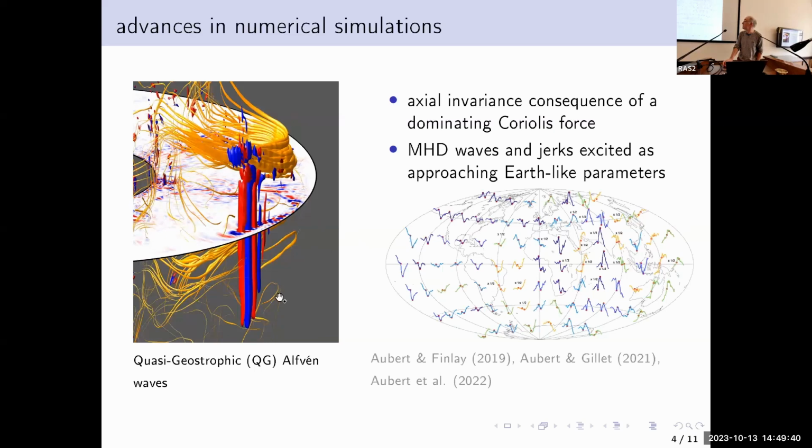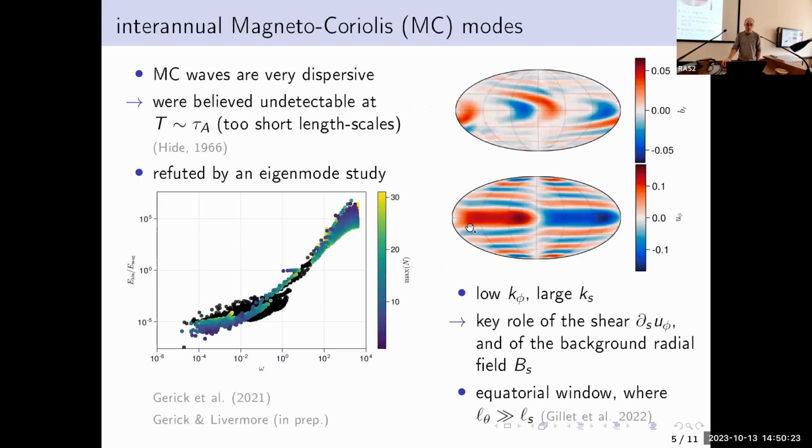I show here some illustration from simulation by Julien Aubert in Paris, where we see here isolated what we call quasi-geostrophic, that means almost invariant along the axis of rotation, alpha waves that are propagating along these orange magnetic lines. So this axial invariance, it comes from the dominating Coriolis force. And in the simulation, the propagation of these MHD waves is actually what is exciting the jerks, the rapid fluctuation that are seen in the secular variation. So this is an illustration, again, taken from a simulation by Julien Aubert, where we see jerk everywhere, excited by waves in the core.